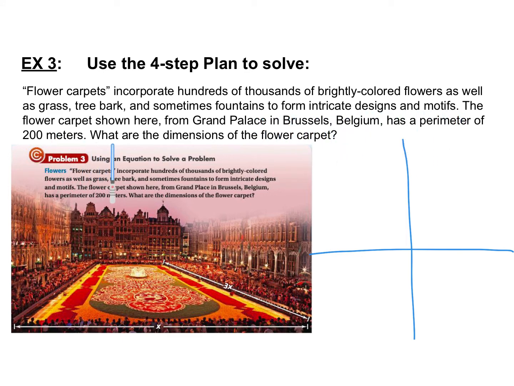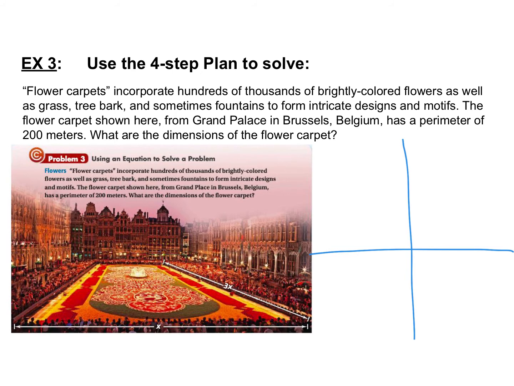The flower carpet shown here from the Grand Palace in Brussels, Belgium, has a perimeter of 200 meters. So that's some important information. And then what are the dimensions of the flower carpet? So you need to look at the picture. As you notice here in the picture, they're calling this dimension x. And notice here, this dimension is 3x. So oftentimes you get some of your information from the picture.